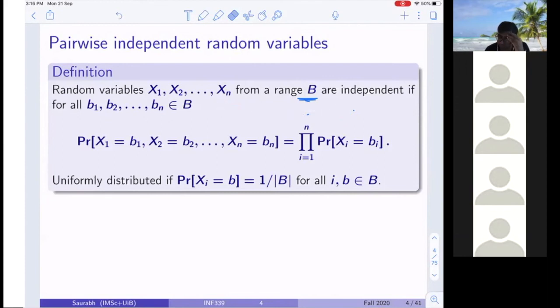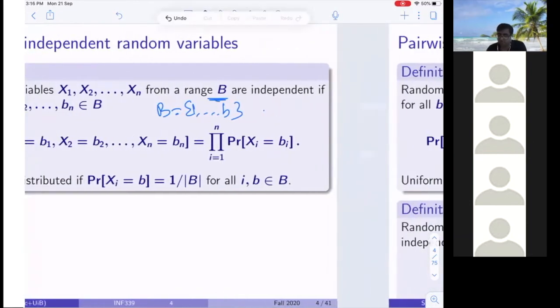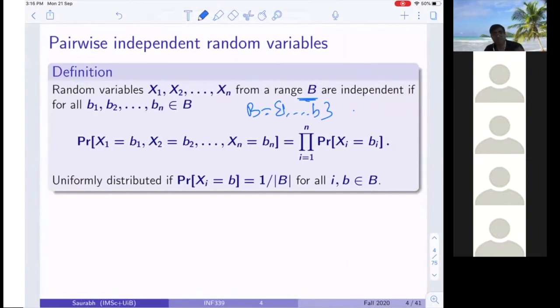So B is some range, say 1 to B. When you call something independent, it means that given any assignments of b1 to bn from B, the probability that each xi takes the value bi is the product of the individual probabilities. The way I like to view independence is that if I told you the values of x1 to xn minus 1, you still cannot tell me what the value of xn is. Knowing some subset doesn't determine anything else.